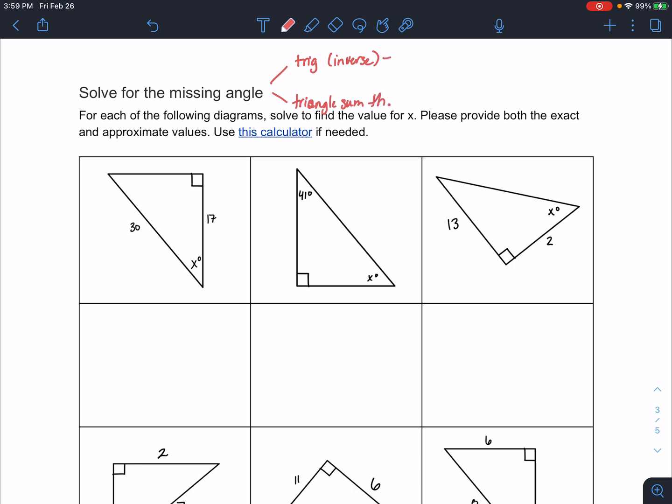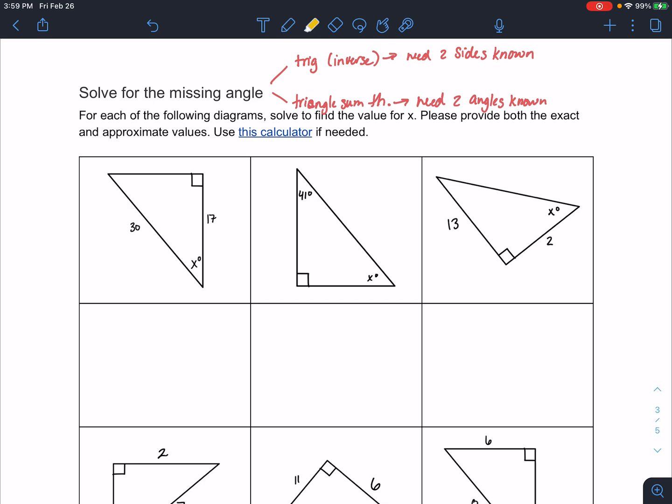If I'm using trig inverse, in this case, the thing that I will need to know is I will need two sides known. If I'm using the triangle sum theorem, I will need two angles known. So whatever's given to me will help me decide what tool I should use to solve.